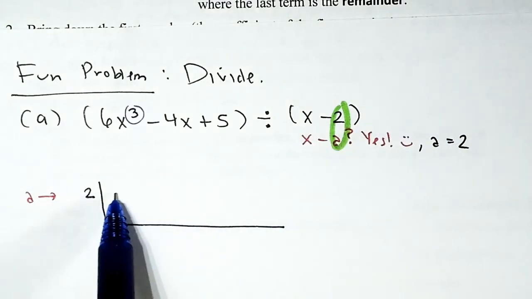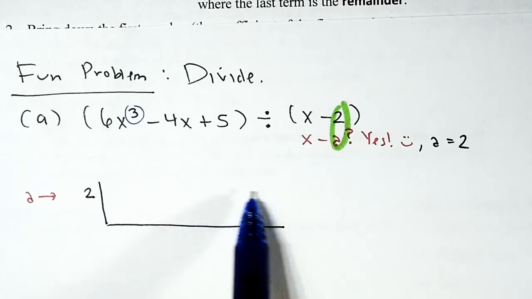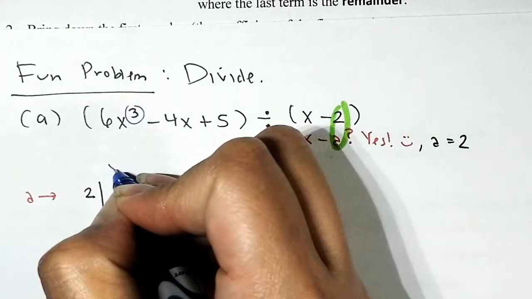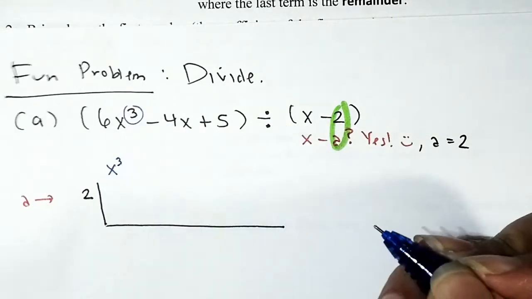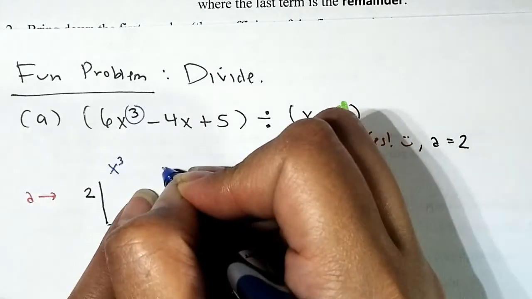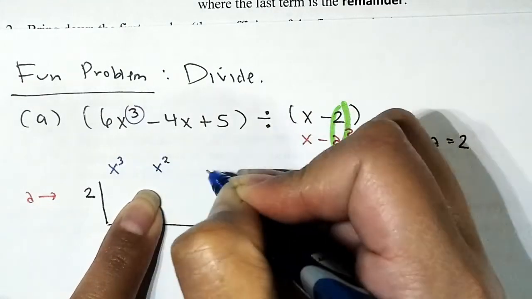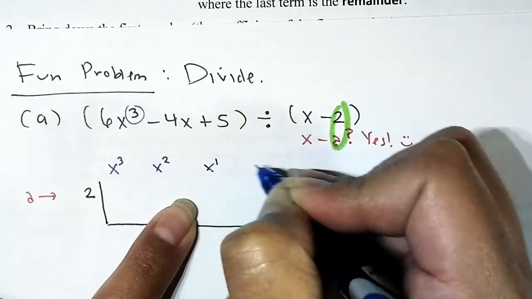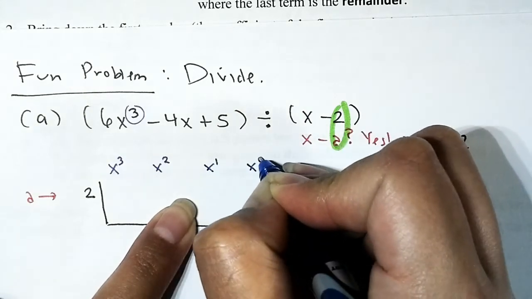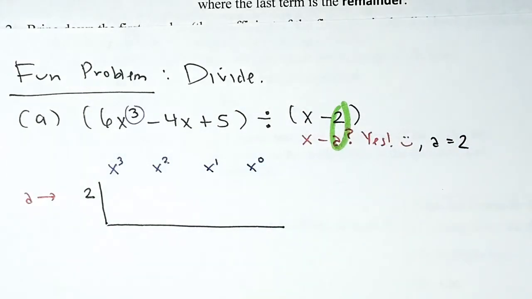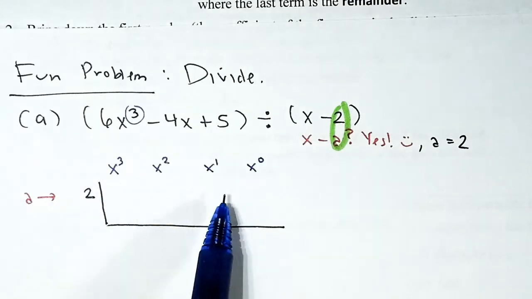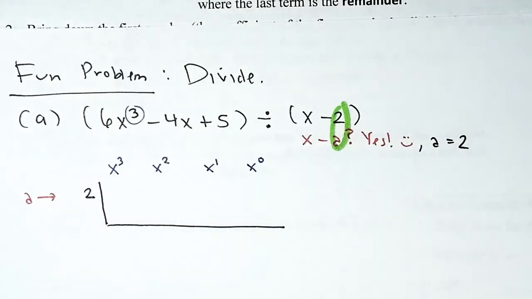So I need space for the numbers here, so put it above. The degree is 3, so it would be nice if we had an x to the third, x to the second, x to the first, constant. I say constant, but it's because the degree of a number is 0. So it's 3, 2, 1, blast off. Let's go ahead, put those coefficients.